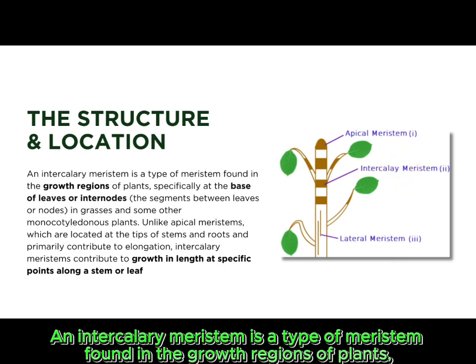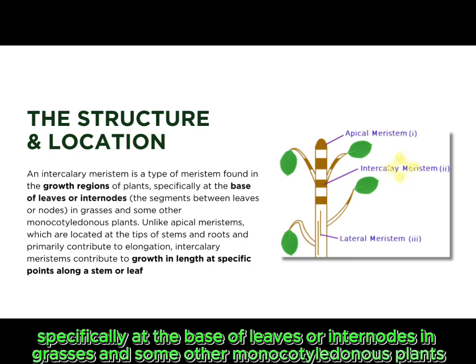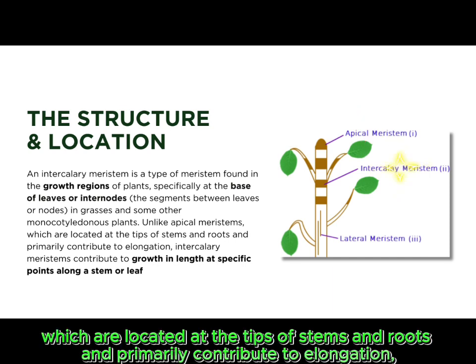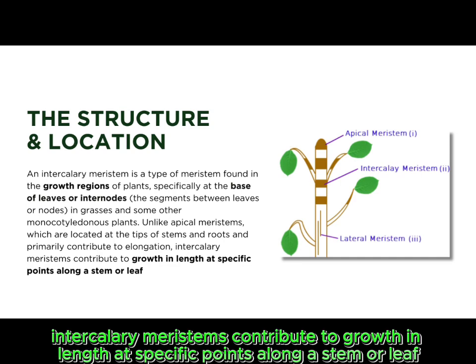An intercalary meristem is a type of meristem found in the growth regions of plants, specifically at the base of leaves or internodes in grasses, and some other monocotyledonous plants, unlike apical meristems, which are located at the tips of stems and roots, and primarily contribute to elongation. Intercalary meristems contribute to growth in length at specific points along a stem or leaf.